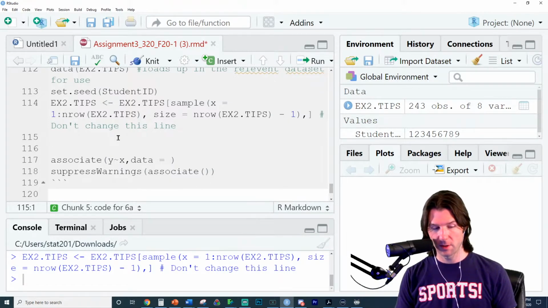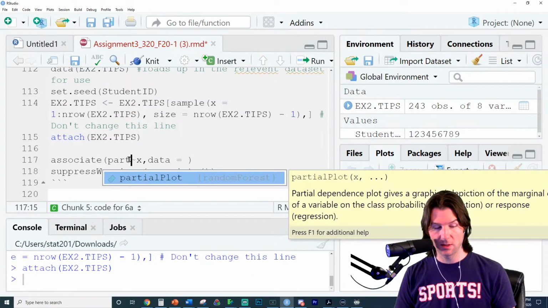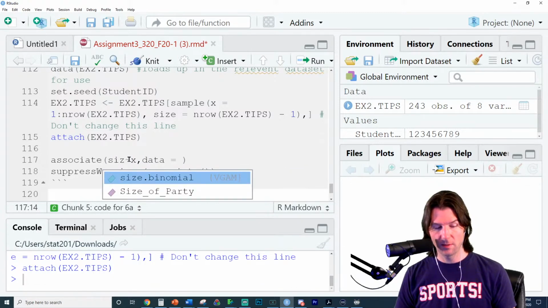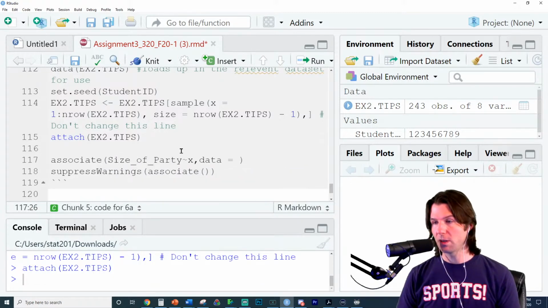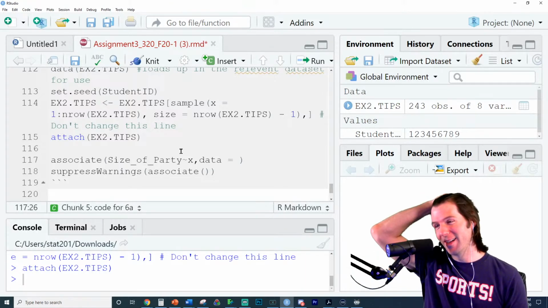So here's what I'm going to do is I'm going to go to attach ex2 tips, and that makes it so I can type right here party size. Is it size of party? Look at that, size of party. When you attach something, oh no worries. Actually, I did that for me too.